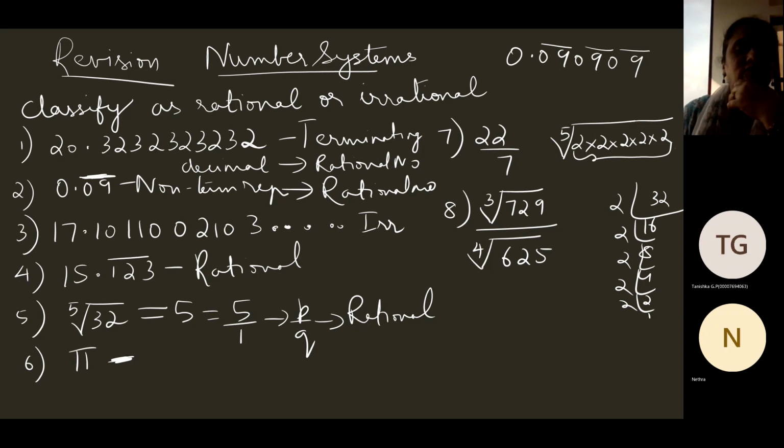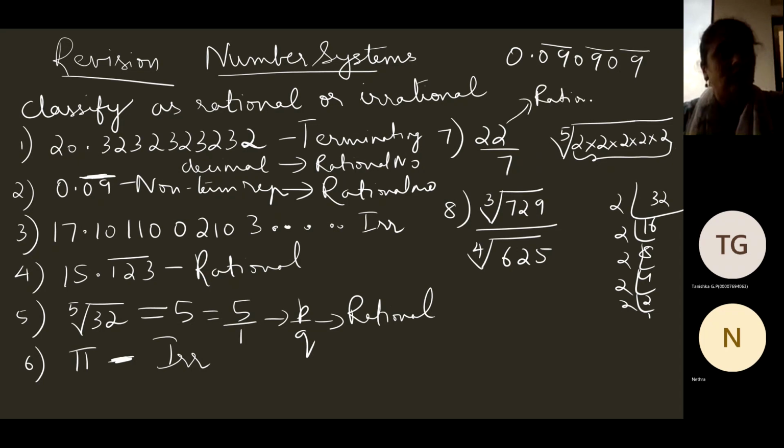Okay, so pi is a non-terminating, non-repeating decimal. It does not have a p by q form, but we take it as 22 by 7 for the sake of calculating. So pi is an irrational number. Pi is irrational because it is a non-terminating, non-repeating decimal. Then 22 by 7 is p by q, integer by integer. It's a rational number. Yes or no, children? 22 by 7 is a rational number.